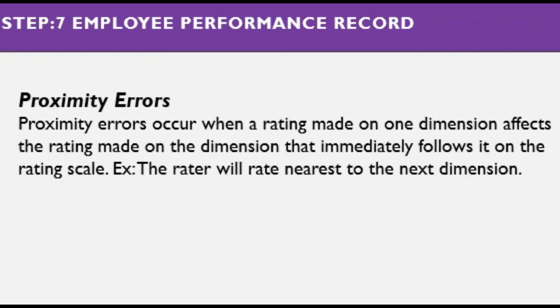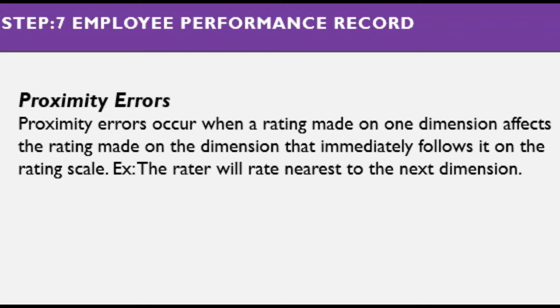We also have proximity errors. Proximity errors occur when a rating made on one dimension affects the rating made on the dimension that immediately follows it on the rating scale. Example, the rater will rate the nearest to the next dimension. Another example of proximity errors is a supervisor gives an employee a rating of 5 on the first dimension because the second dimension is physically located close to the first. There's a tendency to provide the same rating on both the first and second dimension.